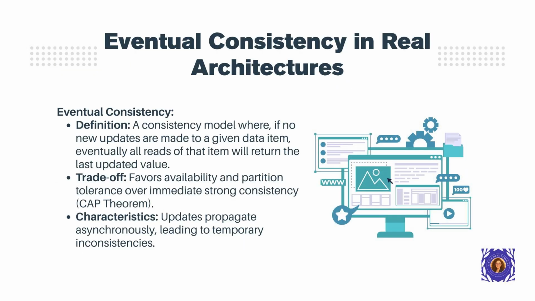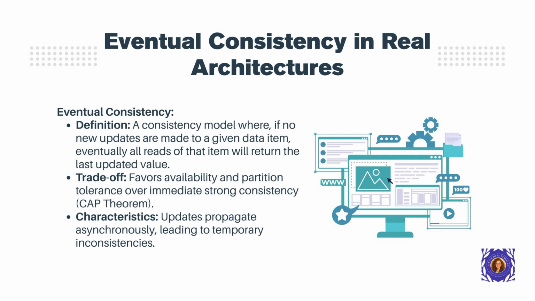In the realm of highly available and large-scale distributed systems, eventual consistency stands out as a widely adopted and prevalent consistency model. At its core, eventual consistency states that if no new updates are made to a specific data item, eventually all reads of that item across the distributed system will return the last updated value. It's a promise that the data will converge and become uniform throughout the system, but this convergence is not instantaneous.